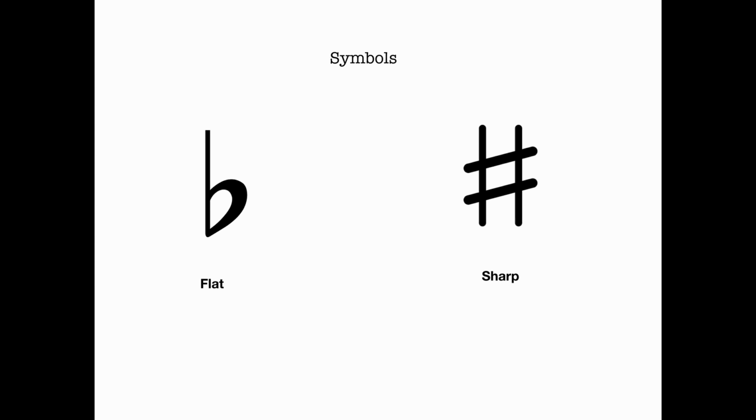So to start, we're going to have a look at these two symbols here. That is the flat symbol and the sharp symbol. The names of these symbols are quite indicative as to what they direct in music. So the flat symbol, when this is placed in front of a note, it is asking that you play that note one semitone or half step flatter in pitch, so lower in pitch. And the sharp symbol, when this symbol is placed in front of a note, it is asking that you play that note one semitone or half step sharper in pitch, so higher in pitch.